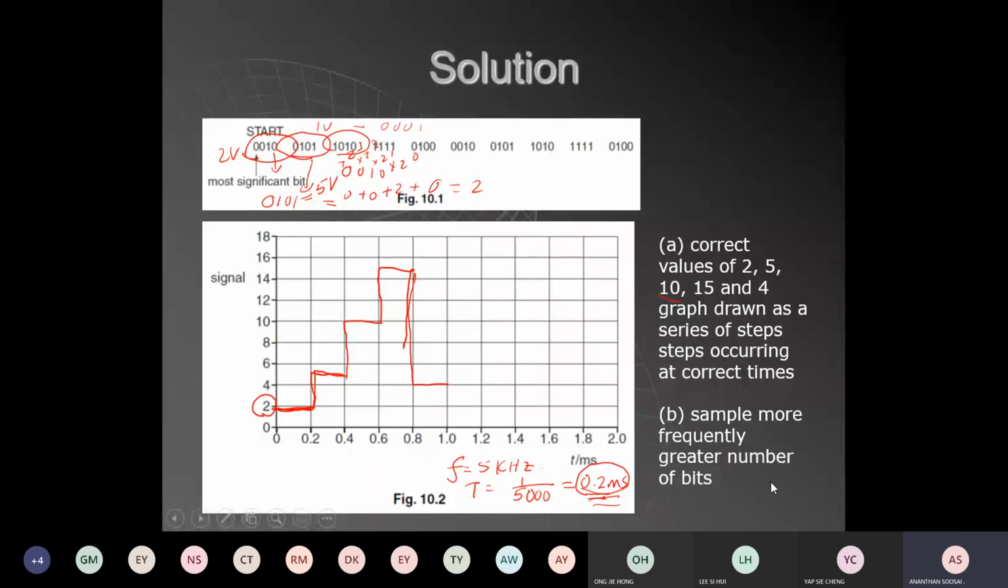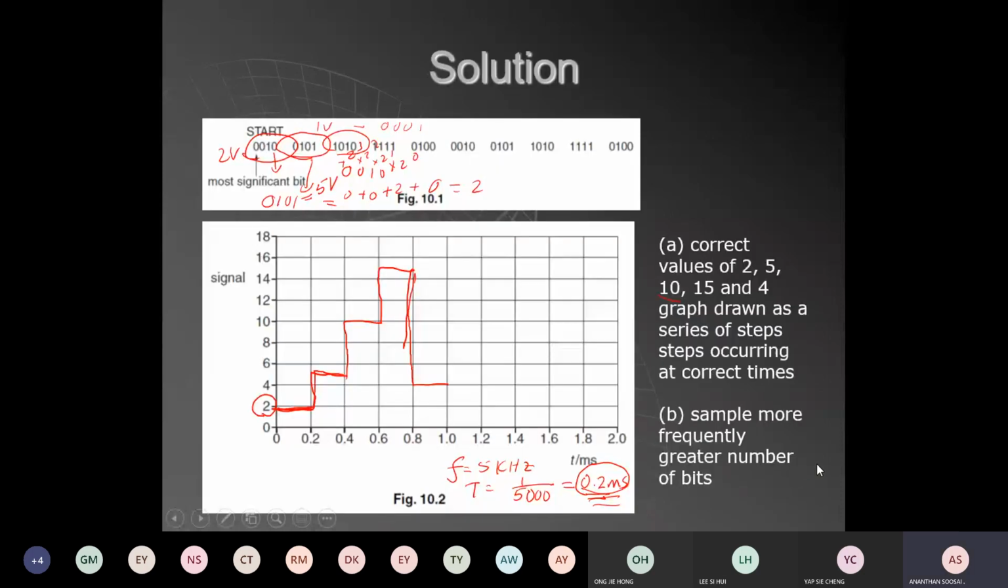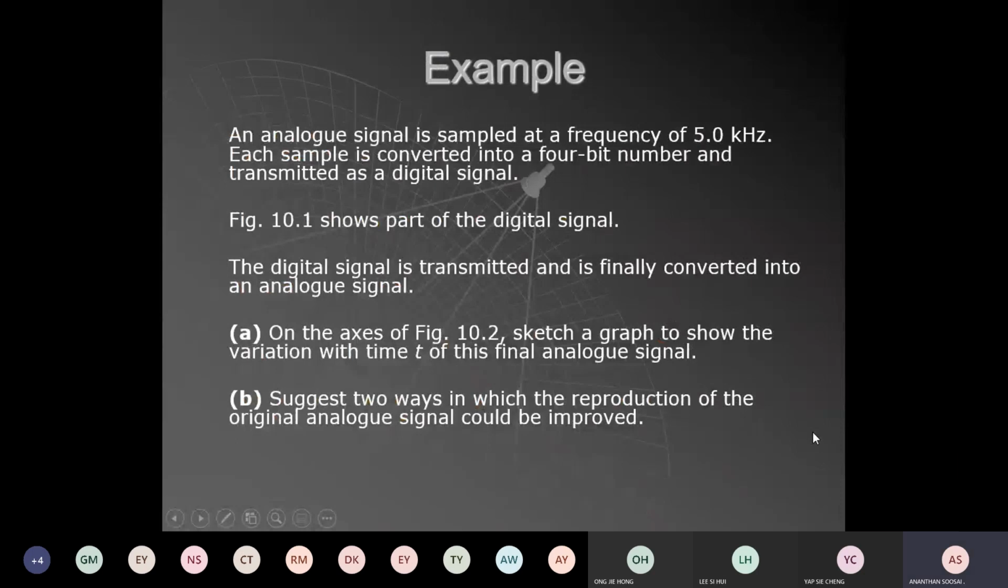Any questions from here? Okay. Yes, that's about digitalization. Okay. So you have to know this.